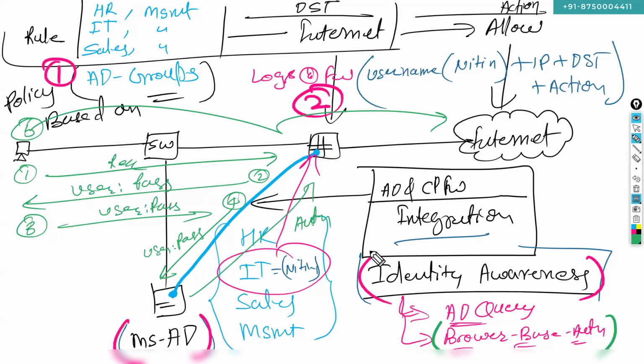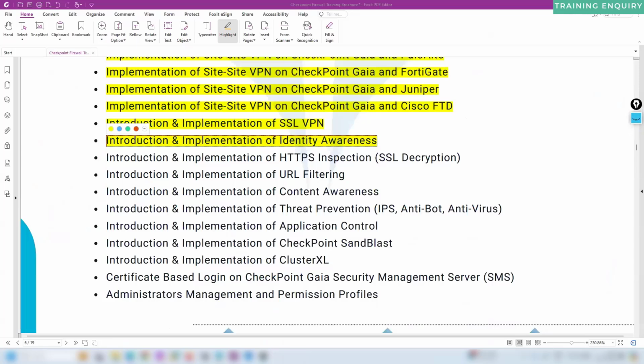Or you can also call it captive portal. So keep your words simple. When we are integrating Microsoft AD with Checkpoint firewall, that is called identity awareness. And identity awareness you can use for two or three purposes: you can deploy group-based policy, you can get accurate user information, or you can also achieve captive portal or user authentication. So this was something about what identity awareness is.